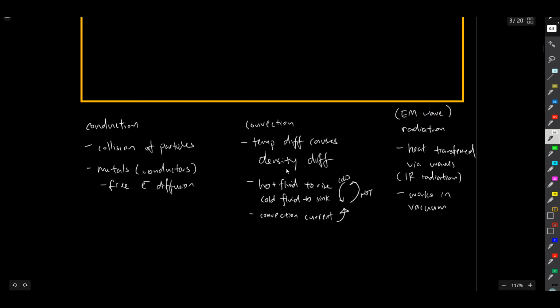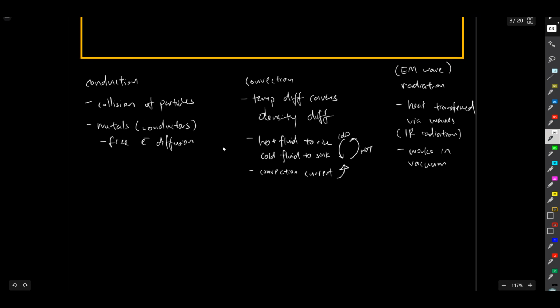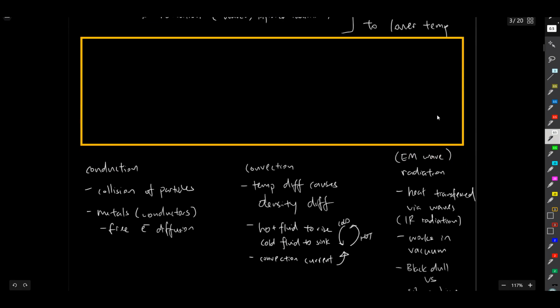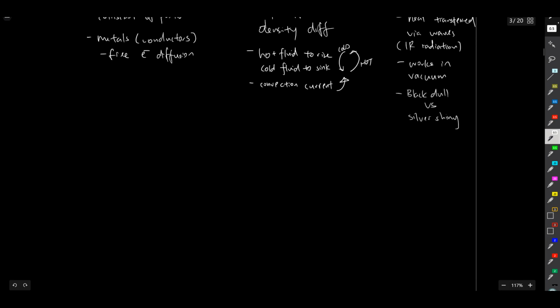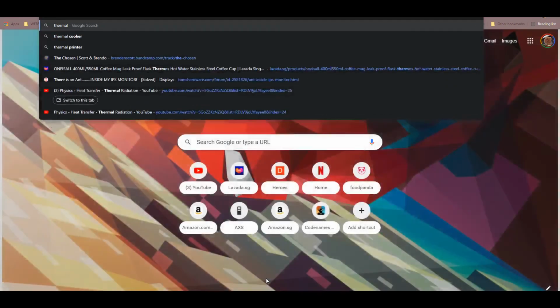Any question regarding these three? Oh, and of course the property of radiation, this one you must remember: black dull versus silver shiny or white shiny. Yeah, hope I didn't miss out anything. Okay, so I'll just paste the 3 QR codes, and then let me just get an image.